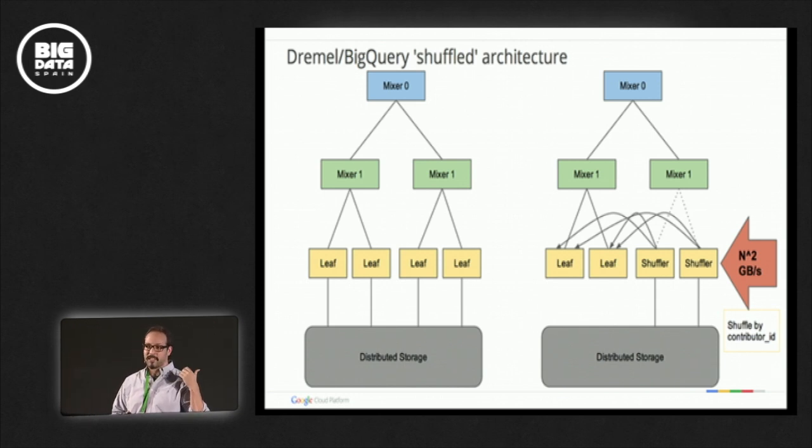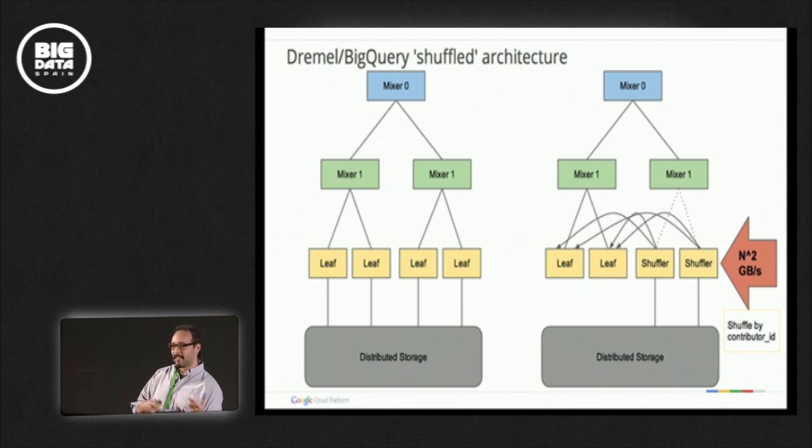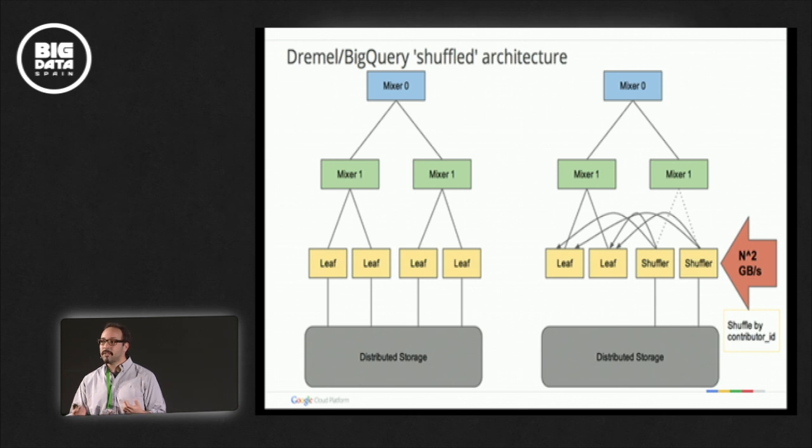Doing this shuffling process is, you can see, very expensive. That's why we are showing there that it's quadratic, because basically you have n machines talking to n machines. The network bandwidth you need to do that is huge, but we are able to solve it, and now you are able to group by any cardinality using this keyword.